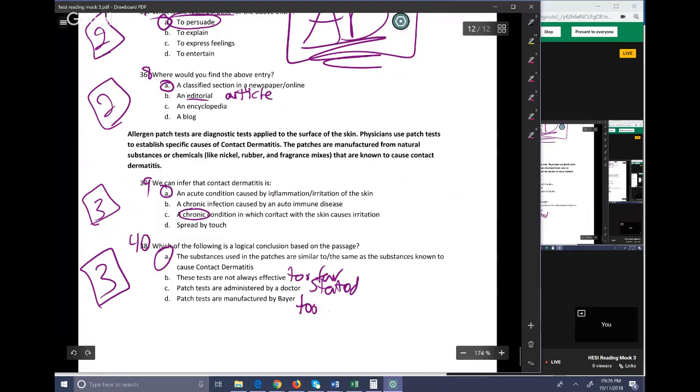We have no idea who manufactures them. Most likely more than one company manufactures them. They did not say Bayer. They did not mention Bayer somewhere in the article, so that's not a fair assumption.